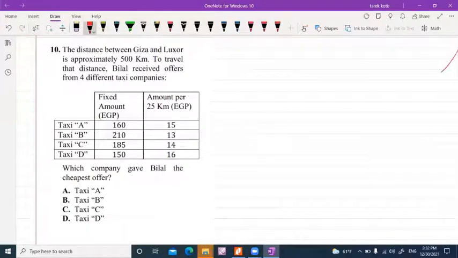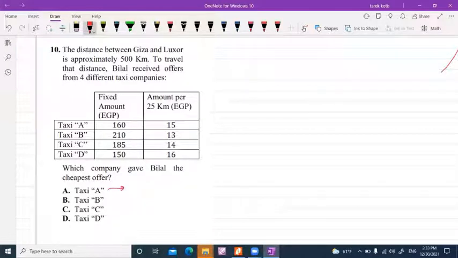The distance between Giza and Luxor is approximately 500 kilometers. To travel the distance, Bilal received offers from 4 different taxi companies. Which company gave Bilal the cheapest offer?